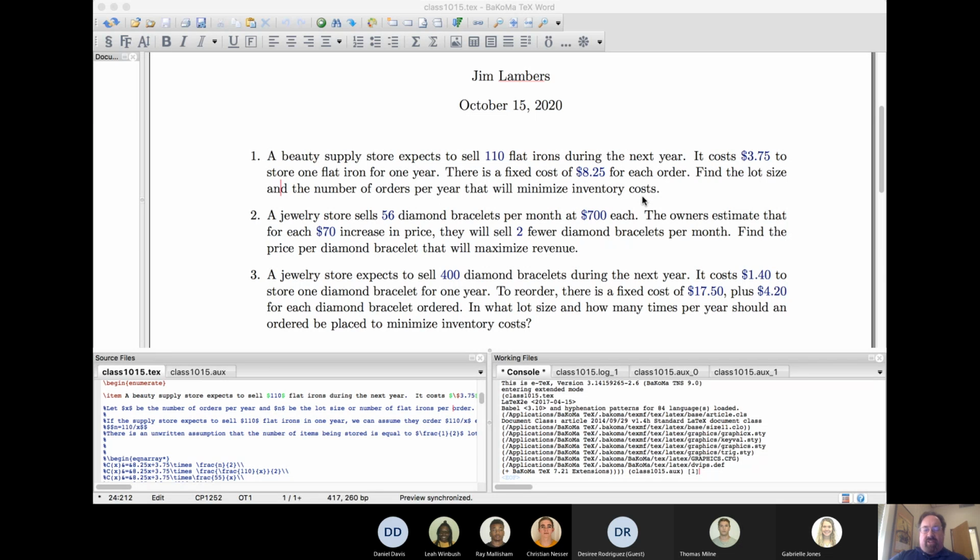Because there's competing concerns here. If you go to extremes, let's suppose you are going to order only one time at the beginning of a year, you're going to go ahead and order 110 flat irons, and that's your only order for that year. So that helps in the sense that you're only shelling out this fixed cost of $8.25 one time. But now you have 110 flat irons to store at $3.75 a pop. So that will increase the inventory costs.